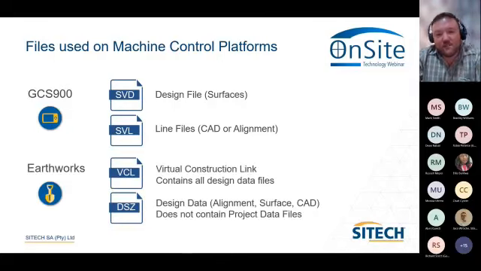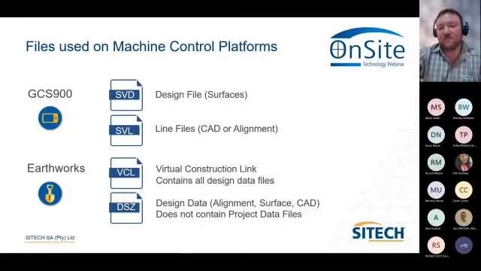For our Earthworks system, there are also two, but you're not going to create two of those at the same time. You will have either a VCL file or a DSZ file. What is a DSZ file? It is a design file, like an SVD and an SVL, but it's a combination of the two. A DSZ has your alignment, your CAD, your TIN model or your surface model, all in one. So it doesn't contain your project data files, like a CSV or your point files, that you load separately.